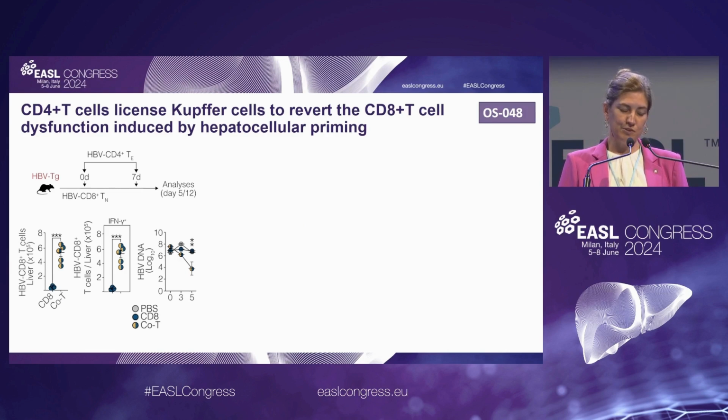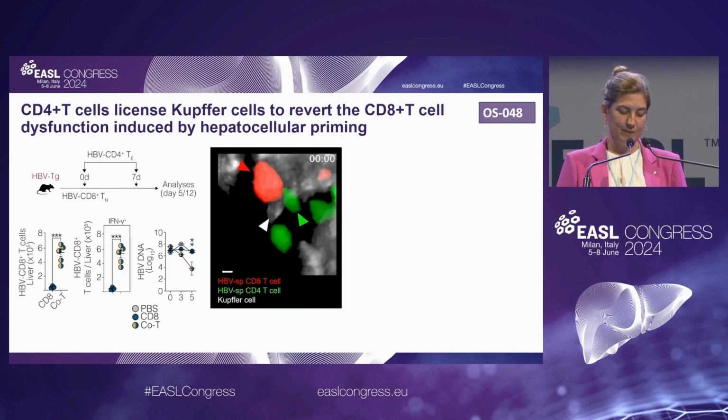So the authors used multiple animal models, including an HBV transgenic mouse model and adoptive transfer, to show that co-transplantation of CD4 T cells increases the expression of interferon gamma and reduces the viral load in mice. Using live imaging, they demonstrate that CD4 and CD8 T cells interact via Kupffer cells, and that the Kupffer cell phenotype is improved by CD4 T cell presence.